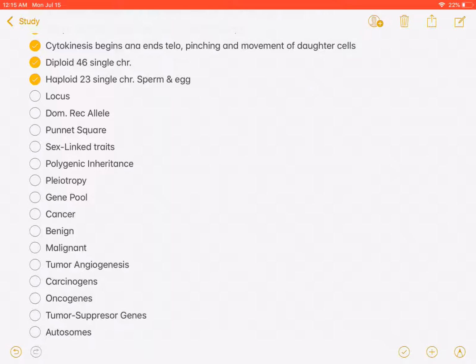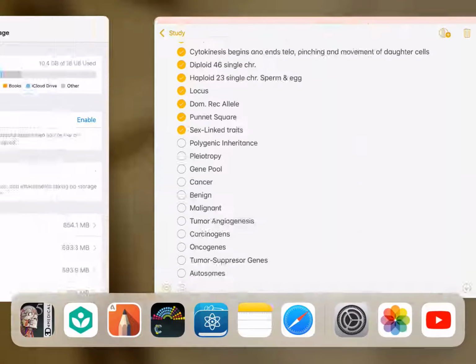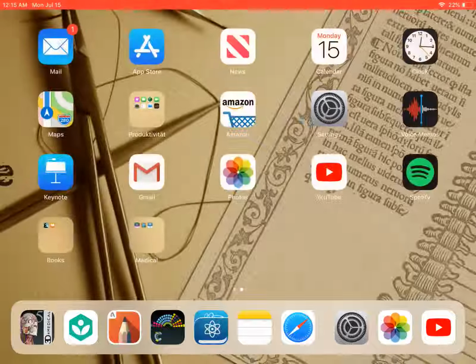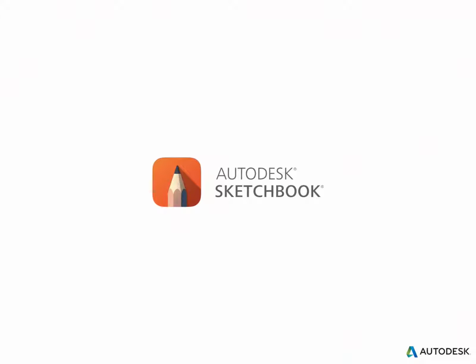Your locus, or your loci for plural, is just the location for a very specific and particular gene. Your dominant and recessive alleles, your Punnett square, and your sex-linked traits. We are going to see that with a little bit of imagery here.